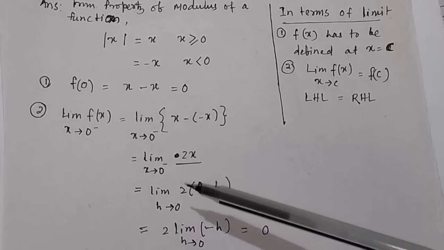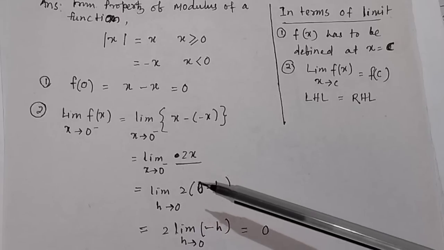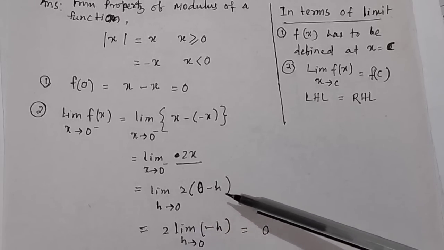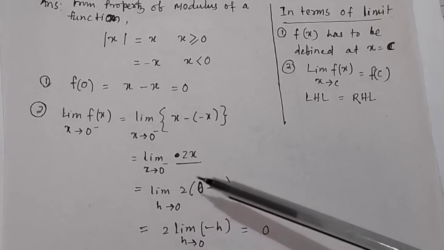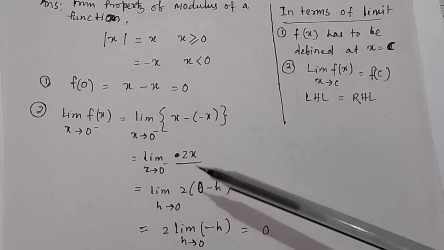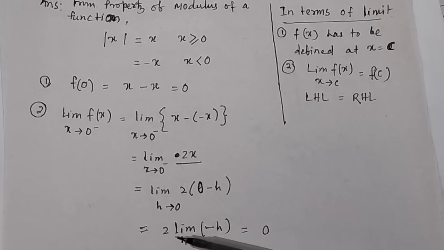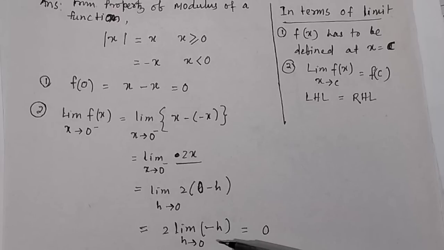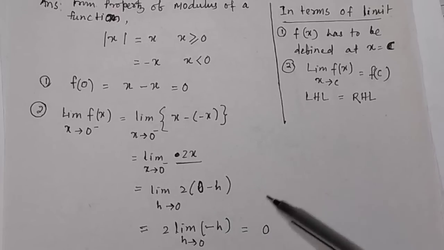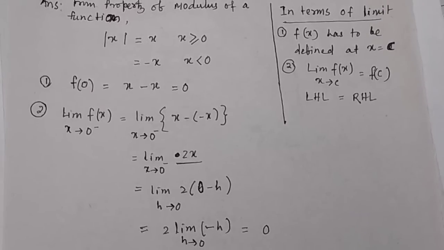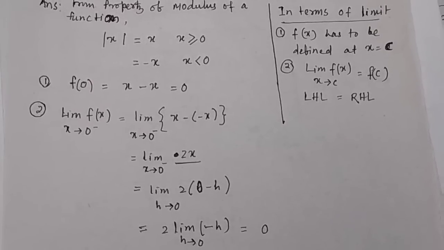Now 0 minus means you take a very small quantity close to 0, which is equal to 0 minus h, where h approaches 0. So in place of x you write 0 minus h, and 2 is here. 2 is a constant value. So 2 times the limit of minus h, as h approaches 0. So this will be equal to 0. So the left hand limit, that is limit of f(x) as x approaches 0 minus, is equal to 0.